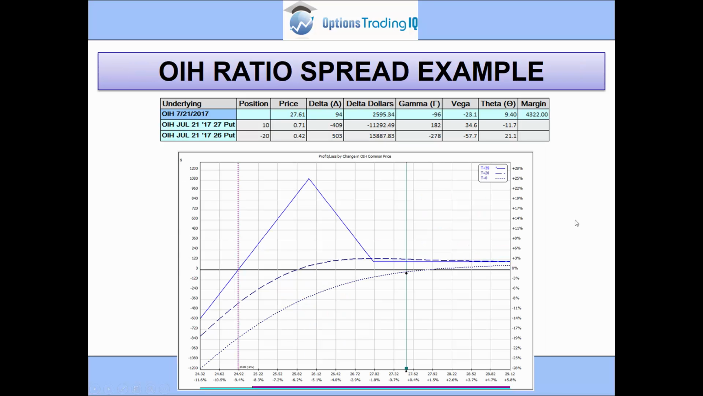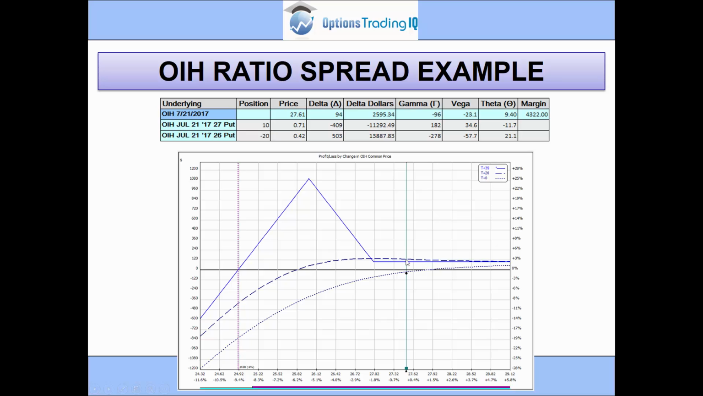Alright, so another example on OIH this time. Again, standard 1:2 ratio spread. Stock was trading at 27.61. We're buying 10 of the $27 puts. We're selling 20 of the $26 puts. Again, you can see there T plus 20's halfway to expiry.